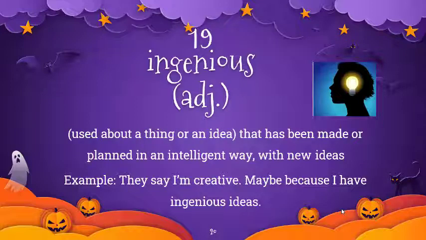Number 19, ingenious. Ingenious is an adjective. It's used about a thing or an idea that has been made or planned in an intelligent way with new ideas. As an example, they say I'm creative, maybe because I have ingenious ideas.